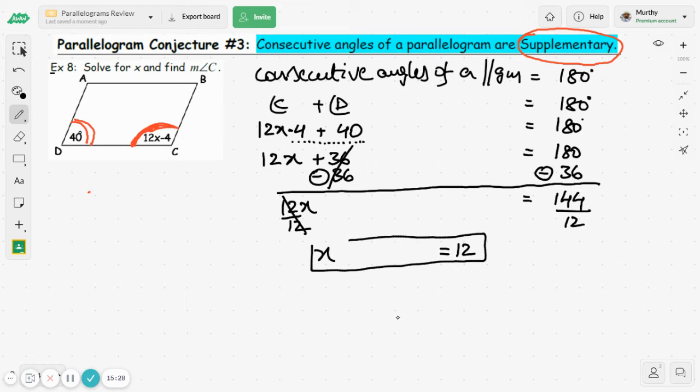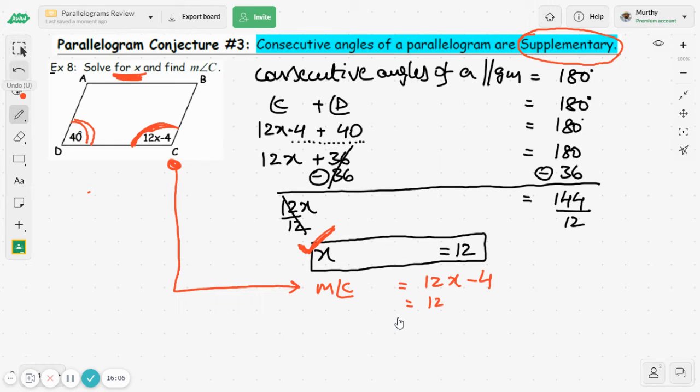Here, read the question carefully. You are asked to solve for x. So we are done. But that's not the end of the story, as I mentioned before, because you are asked to find the measure of angle C also. Therefore, what does the measure of angle C mean? I see that the measure of angle C equals 12x minus 4. Now, you plug in the value of x, 12.